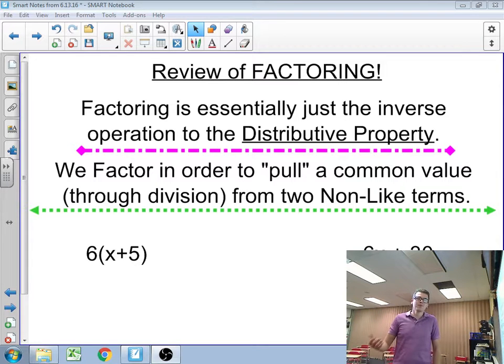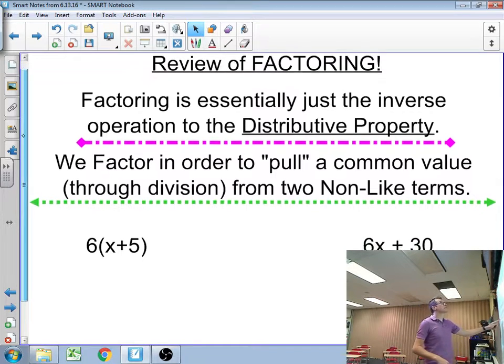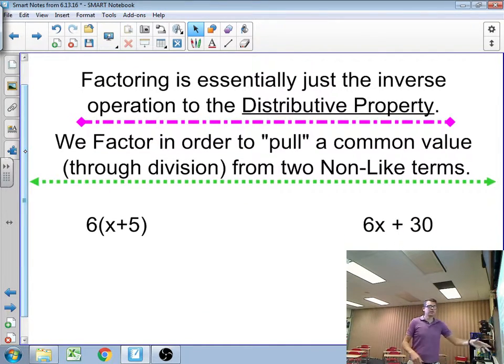So to start out, what does it mean to factor? Factoring is really just the inverse operation to the distributive property. Even though distribution isn't really an operation, distribution normally deals with multiplication, so with factoring we are doing division essentially. I have these two expressions here that are actually equivalent to each other, and I'm going to show you how they're equivalent through the distributive property and then through factoring.